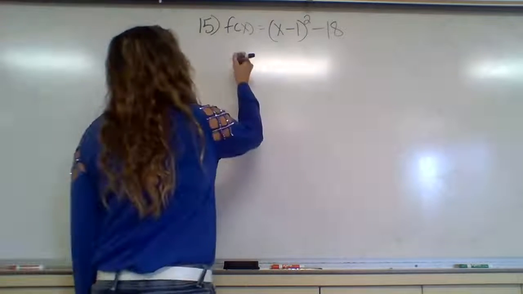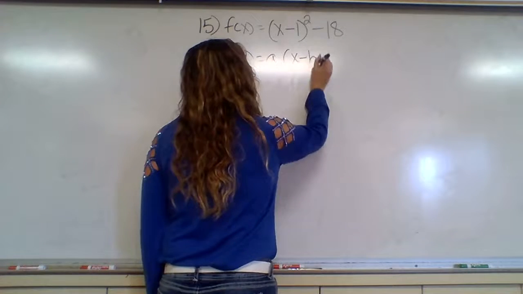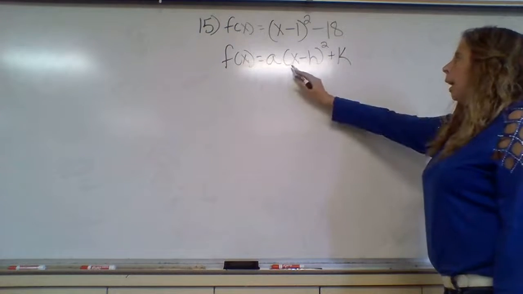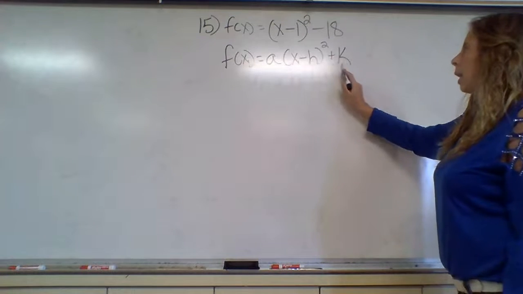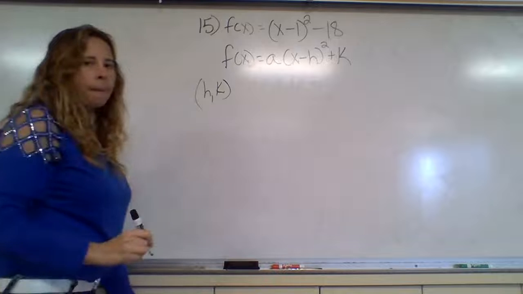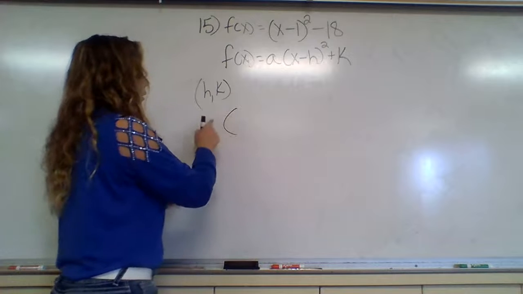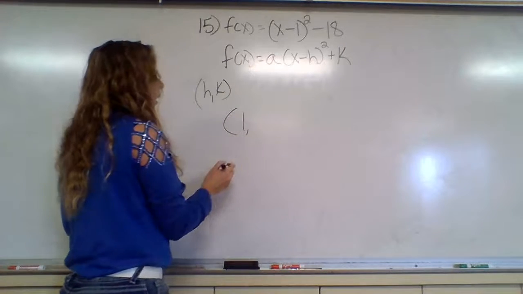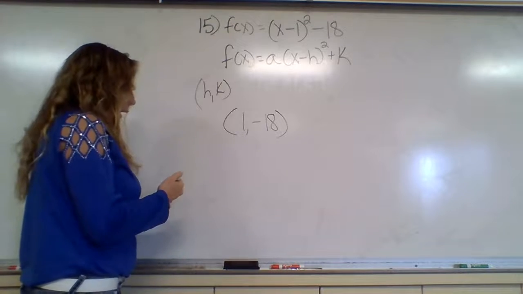Remember vertex form, if you don't remember: that's vertex form. a times x minus h squared plus k, and we don't have an a, so a is just 1. And your vertex is h, k. So you're going to pull out the vertex. h is the opposite of whatever you see inside, so it's 1, and then negative 18. So once again, your minimum is negative 18.